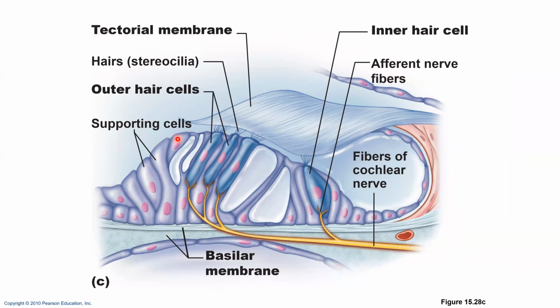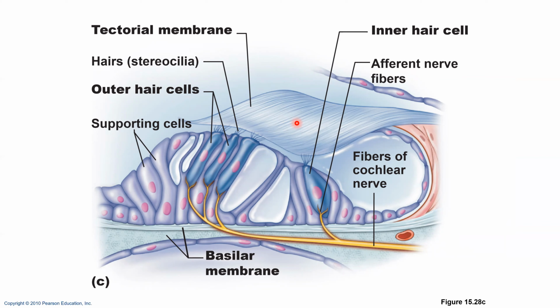Now we can look at this organ of Corti. Here's our basilar membrane, and we have lots of supporting cells, but here are our sensory receptors. They are called hair cells because they have hair on the apical surface. We have inner hair cells, 1 row, and outer hair cells, 3 rows of cells. And the hair are connected to this tectorial membrane.